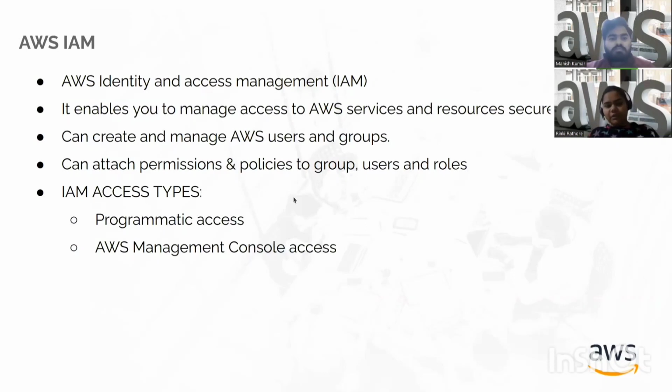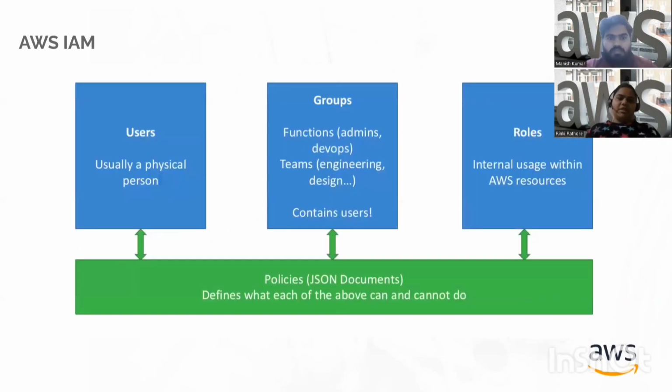And also, there are two types of accesses. First is the programmatic access, and the second is the console access. I'll explain it while we are on the AWS console. So here is a representation: users, a physical person; a group, usually a collection of users; a role, which anyone can assume once created. And I attach policies or permissions. Policies are nothing but permissions for each of these entities.